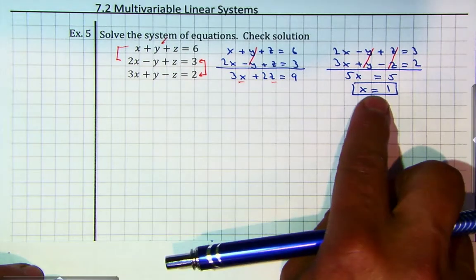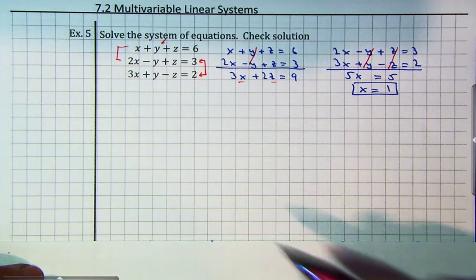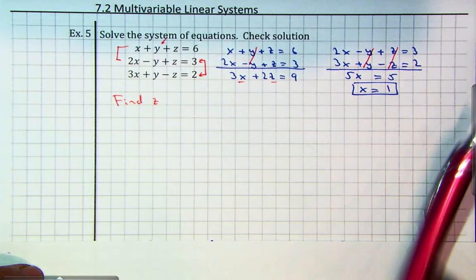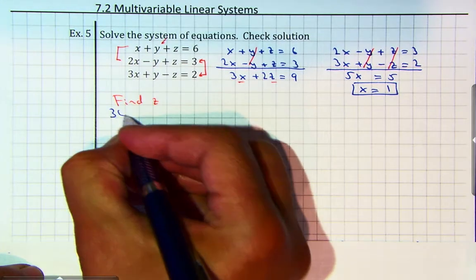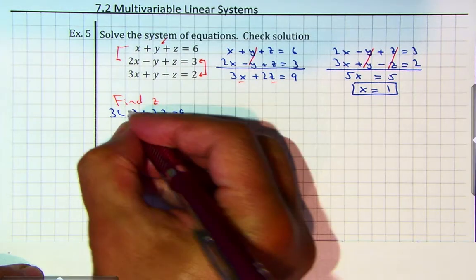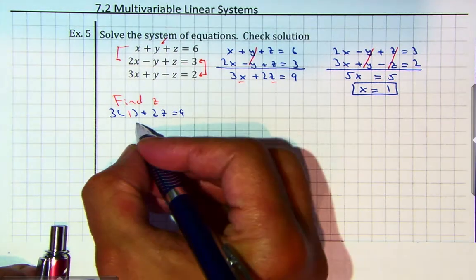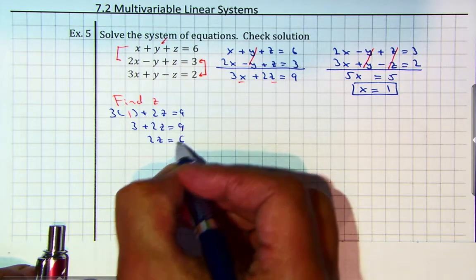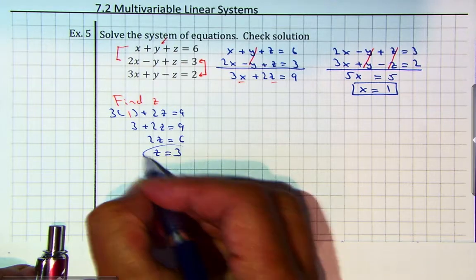Correct, I can just plug in the 1 in here, so I can solve for z. So I'm going to find z. So it'll be 3x plus 2z is equal to 9. I'll plug in a 1 and solve for z. So it'll be 3 plus 2z equal to 9. 2z is equal to 6. Z is equal to 3.